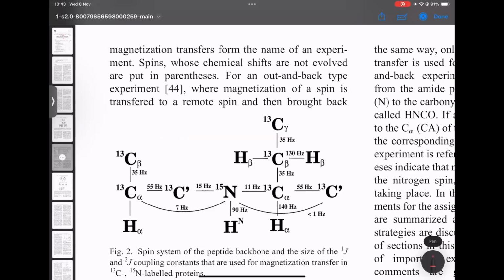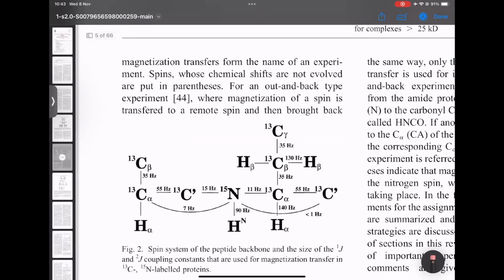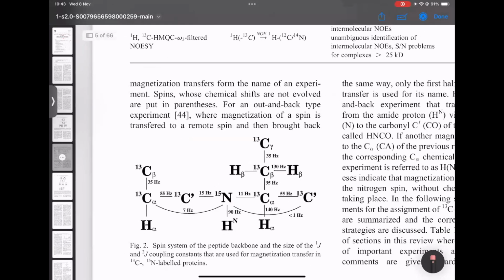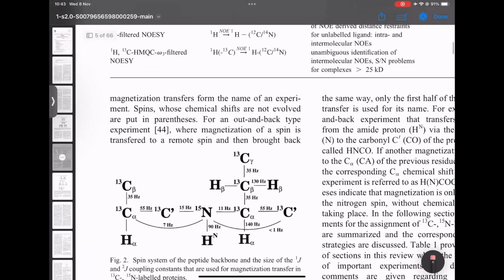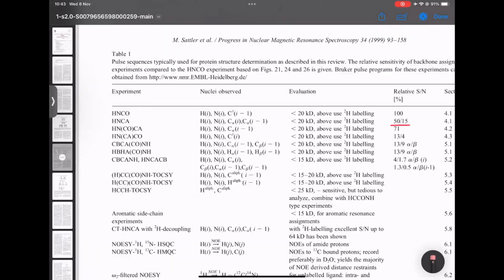Okay? So therefore, generally what people tend to do is to benchmark the 3-dimensional experiment that correlates the HN and CO chemical shift as the most sensitive experiment. Okay. So that is what is being done here. What they are able to make you understand is that when you run an HNCO experiment, it ends up correlating the amide proton to amide nitrogen. The I indicates which residue you're talking about.